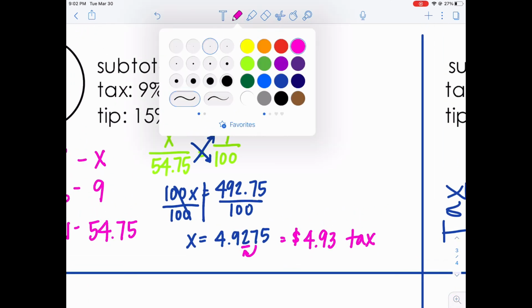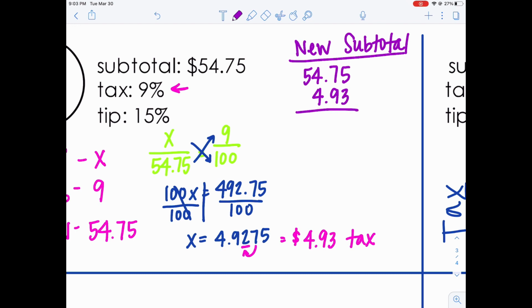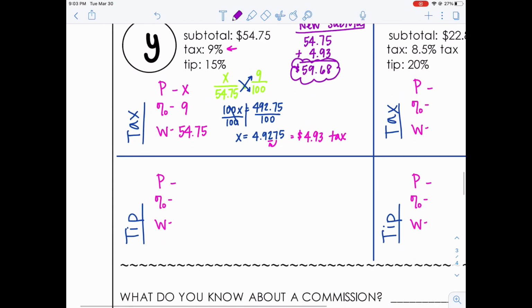Now, after I found the tax, I need to go back and find my new subtotal. To find my new subtotal, I'm going to take the original subtotal, which was $54.75, and I'm going to add the tax, which was $4.93, together. $54.75 plus $4.93 gives me $59.68. This is now my new subtotal, so I'm immediately going to drop it down into the whole for the second part of this for when I'm calculating the tip.